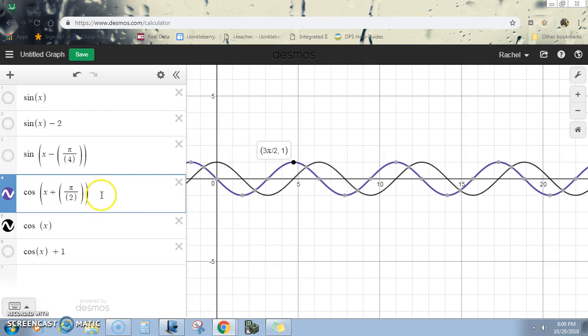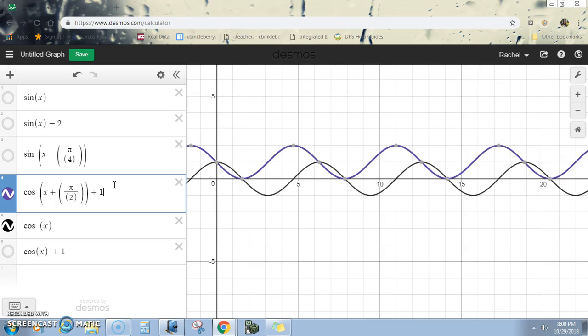Now check this out. Let's say we wanted to take that plus 1 again and put it there. Now I've shifted it 90 degrees to the left, and I've shifted it up 1. So the same thing that you can do with all of those other functions, you can do with the sine and cosine waves. Okay, so on your test, you will only be able to use the TI calculators, but I just think that Desmos is so much nicer to see actually what's happening. That's what I wanted to use on the video.